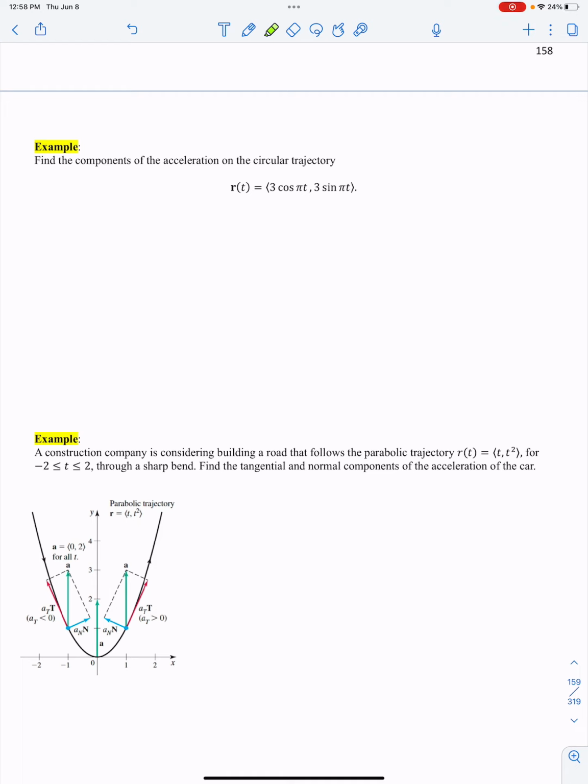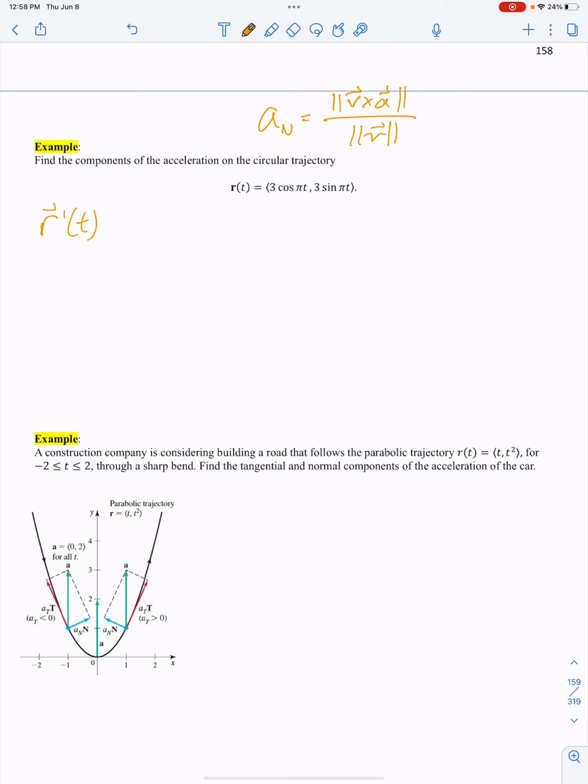Okay, so find the components of the acceleration on the circular trajectory. Okay, so we have this problem. So the first thing we're going to do is, given the formula we have, let's write that down again: a sub N is equal to the magnitude of v cross a, that's acceleration, over the magnitude of v. Okay, so we need r prime and r double prime.